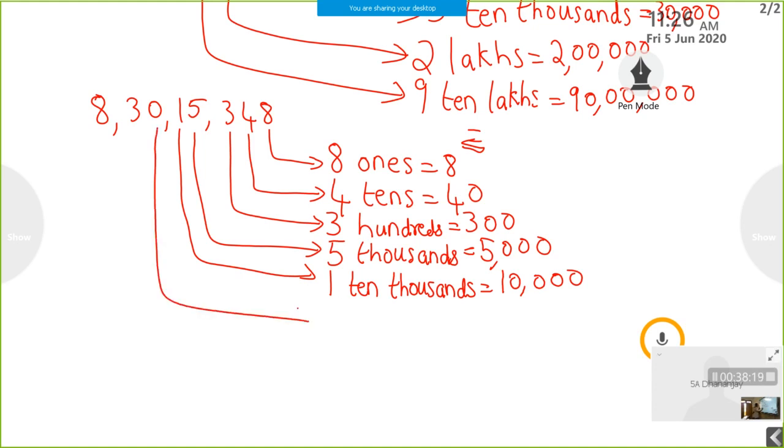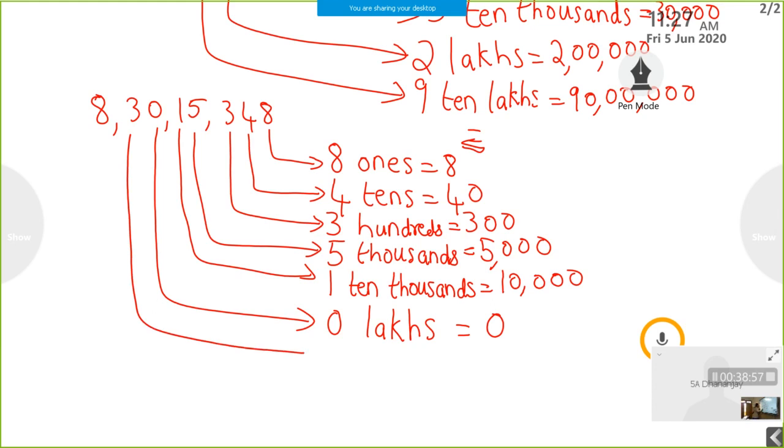What about the place value of the next digit? Next digit is 0. 0 lies in which place? Lakhs place. The value of the digit 0 in any place is 0, because when you multiply 0 with any number, we will get 0 itself as the answer. So 0 lakhs means 0 into 1 lakh, which is equal to 0. So the place value of 0 in this particular number is 0.